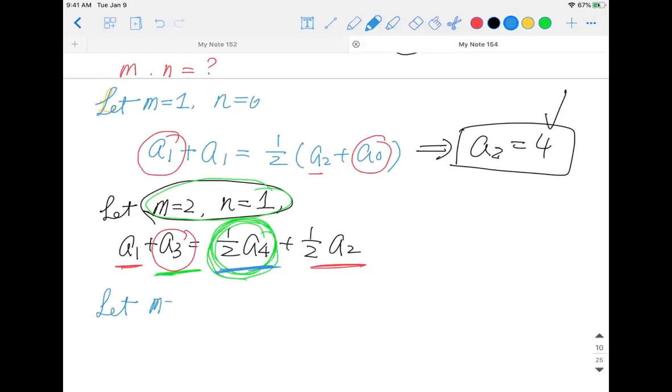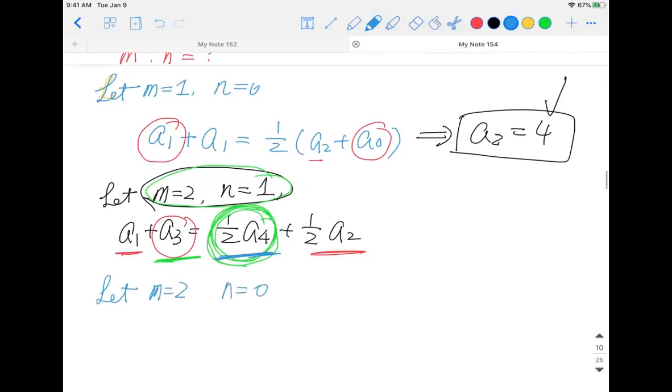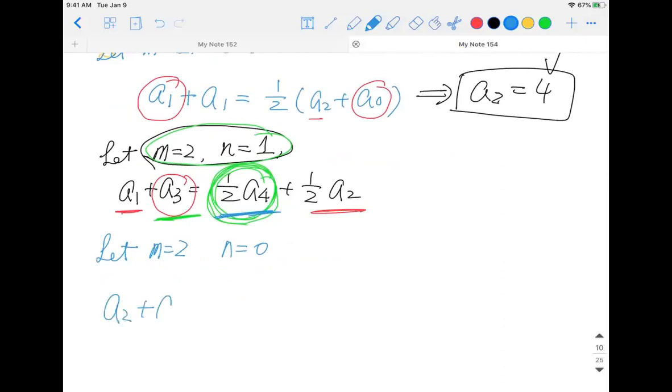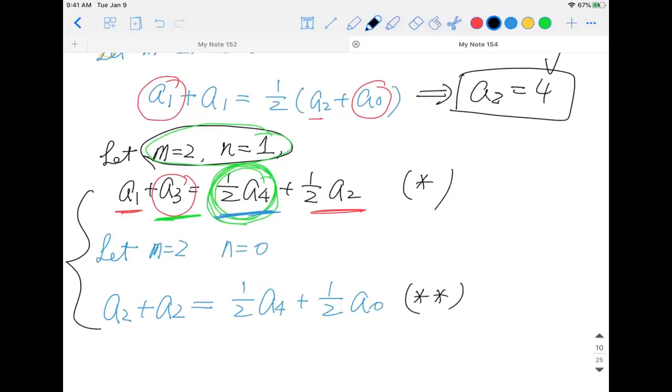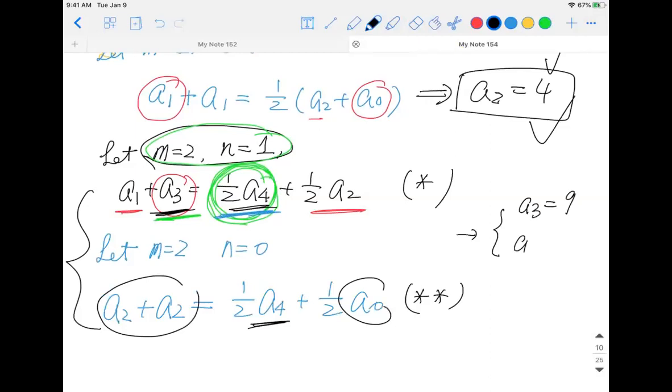I'm going to let M equal 2, N equal 0. You're going to have A2 plus A2, 1 over 2 A4, 1 over 2 A0. Okay, you see, now it's good. I have two equations. Let's call them star, star, star. So you have two equations, you have two variables, A3 and A4. The other A2, A0 you already figured out. So you'll be able to determine the values. A3 will be 9, A4 will be 16.